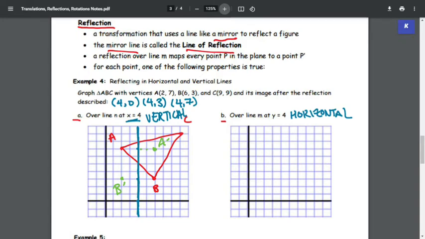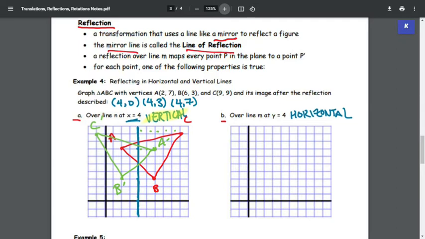And then when I look at C, if I count that, that's 1, 2, 3, 4, 5 spots. Count 5 spots over this way, and C prime is going to be right here. So there is our triangle that is reflected over our vertical x equals 4 line. And if you look at it, it does look like that would be reflected. If that was a line of reflection, that would make sense there. Again, like I said, the most important part is knowing that x equals 4 is vertical.